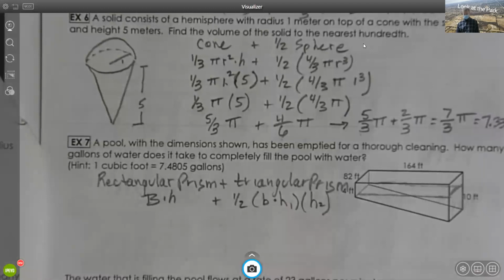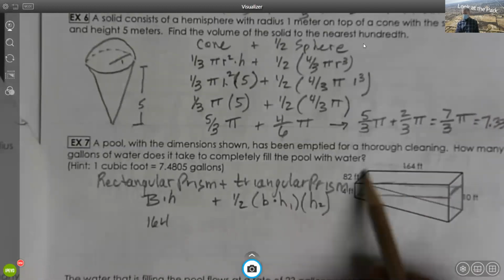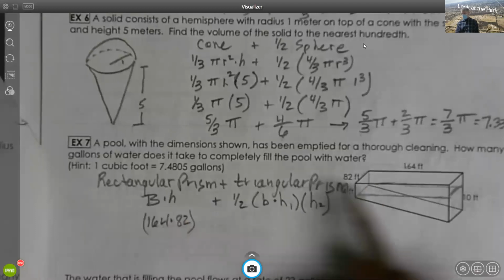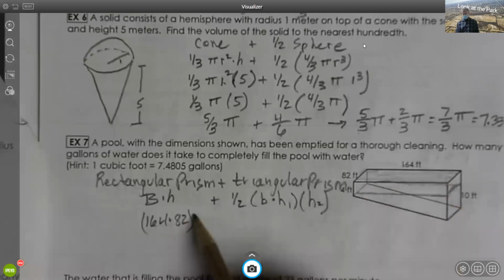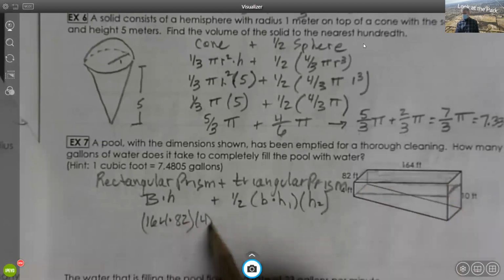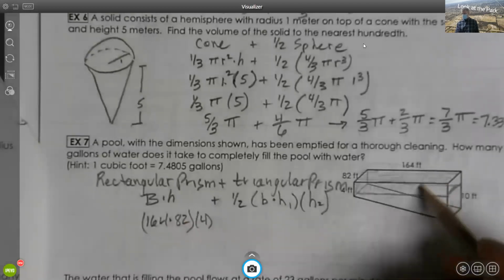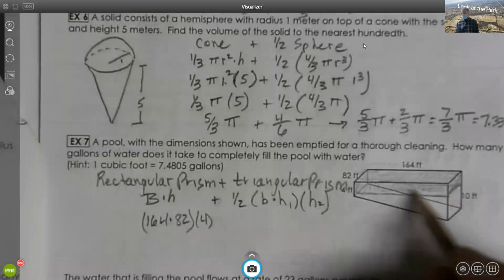Therefore, we have water in our pool. Nice job. I like that. 164, because that would be 164 times 82. That would be the area of the top surface times 4, which would fill in the pool. That's this first portion. The rectangular prism is now completely filled in.